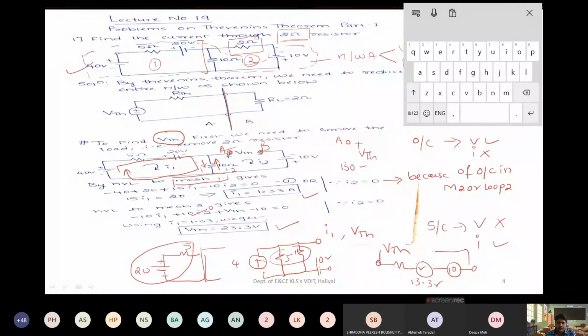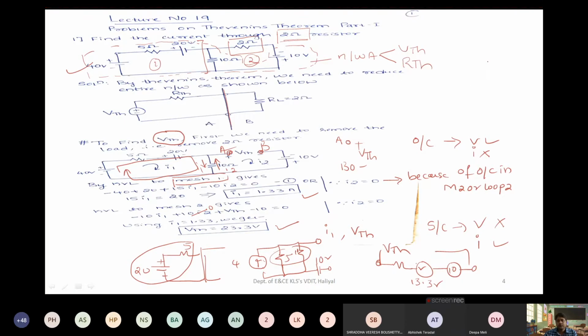Okay, so all of you take it as practice, an alternative approach here. If you try with different approaches, then you will enjoy this subject. Otherwise, if you stick to only KVL and KCL, then it is of no use.